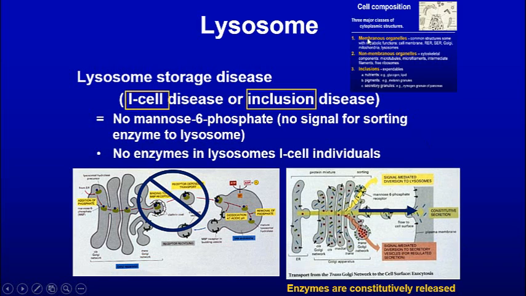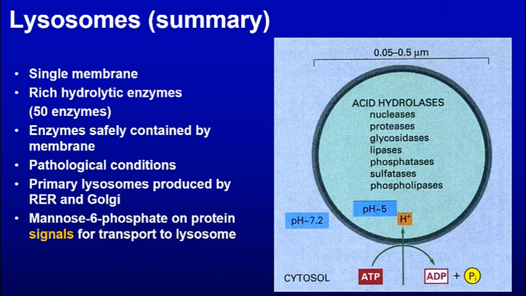Remember, there are three structures: membranous organelles, non-membranous organelles, and inclusions. So inclusions are what they see, because the autophagic and heterophagic components are not digested when there are no enzymes in the lysosome, and so inclusions accumulate in these cells.